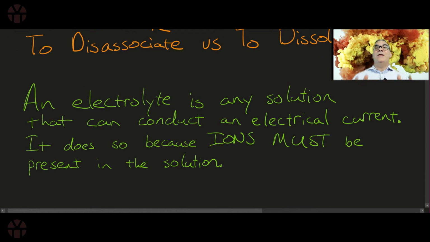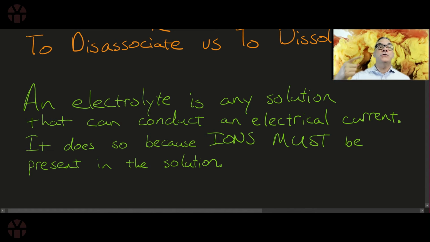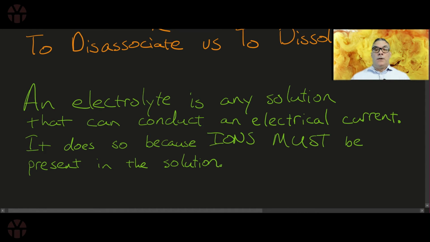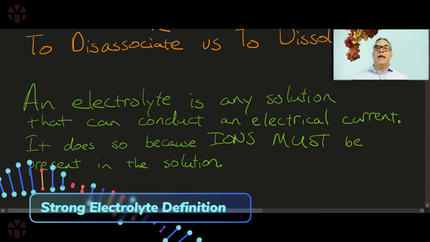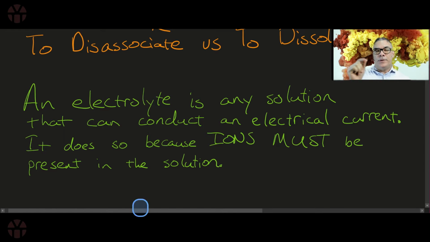Let's start off with an electrolyte. An electrolyte is any solution that can conduct an electrical current. In order to do so, ions must be present. Now, what happens if a lot of ions are present? My guess is that the solution is going to be really good at conducting an electrical current. Or, to put that a different way, the solution is going to be a very strong electrolyte.